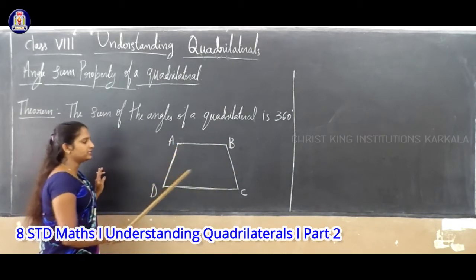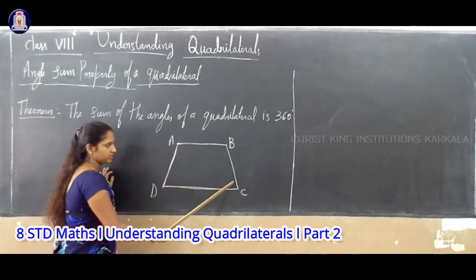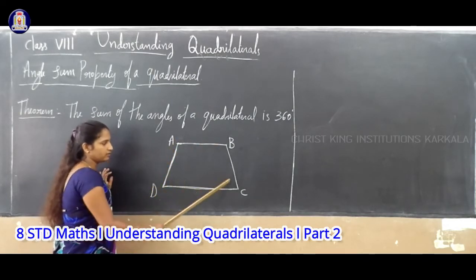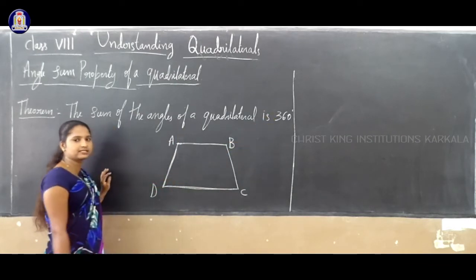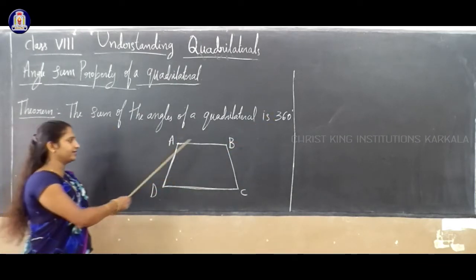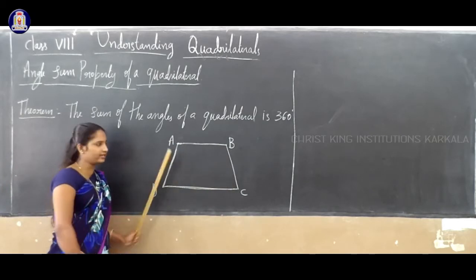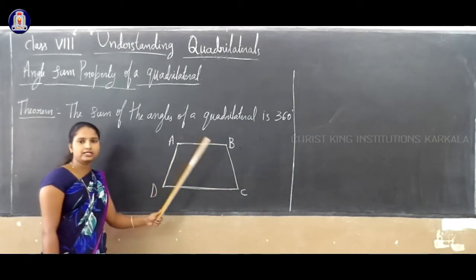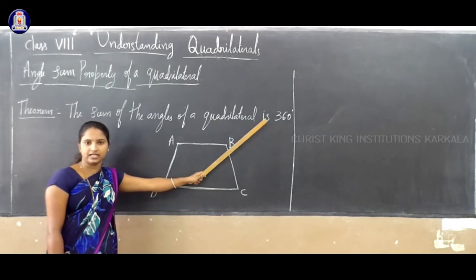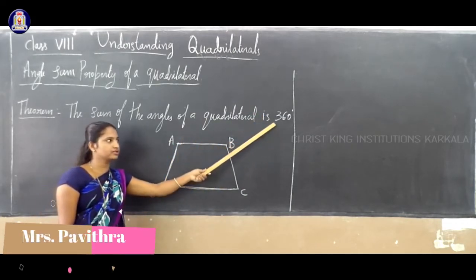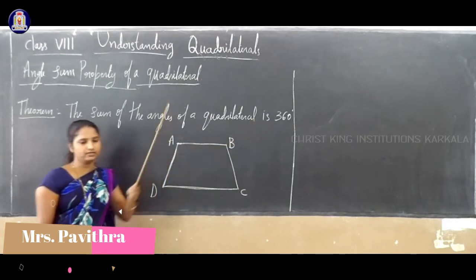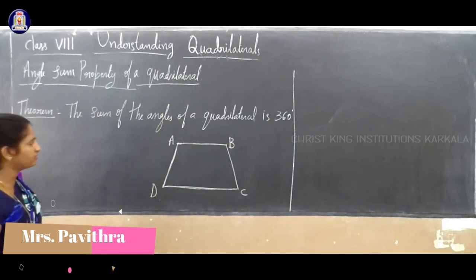If you add these 4 angles, you should get the sum as 360 degrees. Clear? Maybe 90 degrees, 30, 60, but finally the total angle you must get is 360 degrees. If you add any angles of a quadrilateral, the answer you must get is 360 degrees. Clear? So now you have to write the proof.